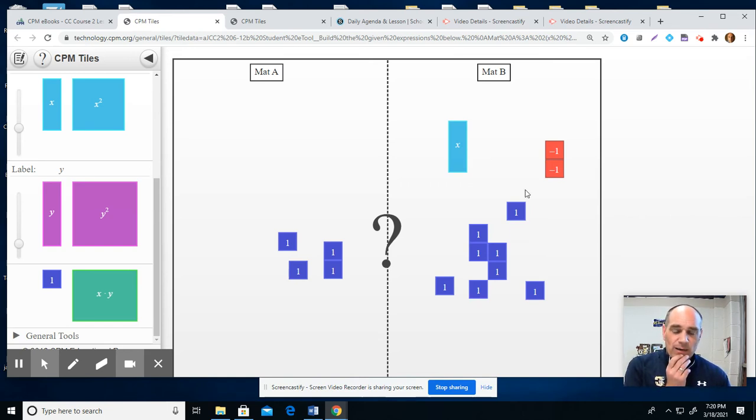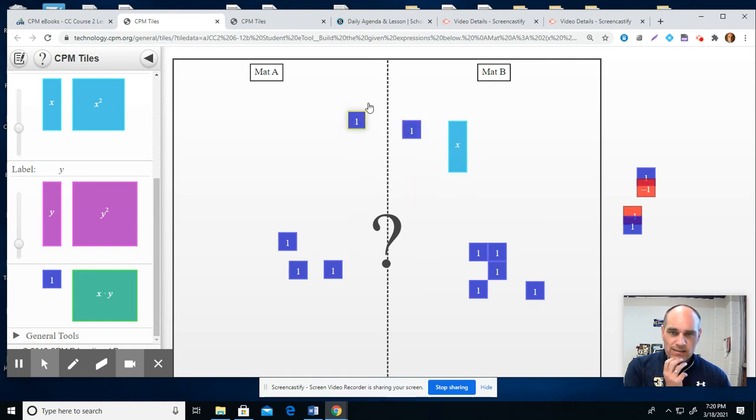The first thing I think I would do is I'm going to see if I can simplify either side. So I could do this. I could do some 0 pairs on the right. So these give me 0. So they're gone. I could do another set of 0 pairs. They're gone. And let's see, can I do some more simplifying? Oh, I can take the same thing off of both sides. So I've got a positive 1 here and a positive 1 on this side. So I can take them off the board.